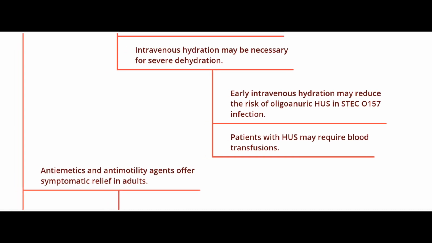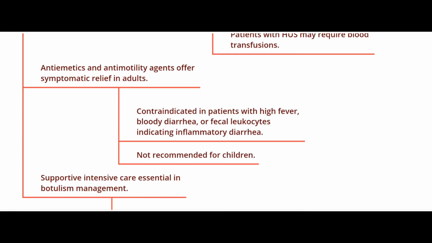If we talk about antiemetic and antimotility agents, they offer symptomatic relief, but they are contraindicated in patients with high fever, bloody diarrhea, or fecal leukocytes, which indicate inflammatory diarrhea, or in patients with toxin contamination. Usually if our patient has had symptoms for less than 24 to 48 hours, antidiarrheal and antimotility agents should not be given. And they are strongly not recommended for children.